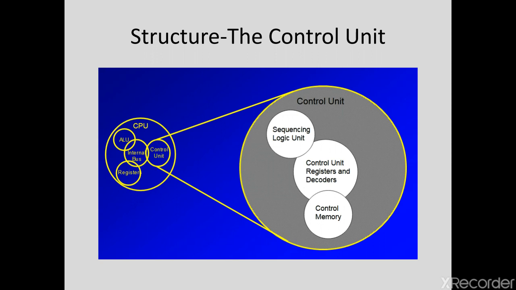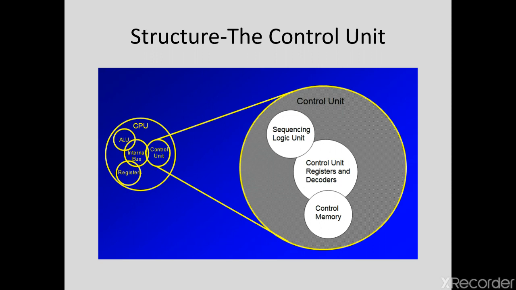The next important part of the computer system is the control unit. A control unit has a control memory and a sequencing logic unit. Control memory is used to store microprograms, and a microprogram is nothing but a sequence or set of microinstructions to be operated in a sequence.